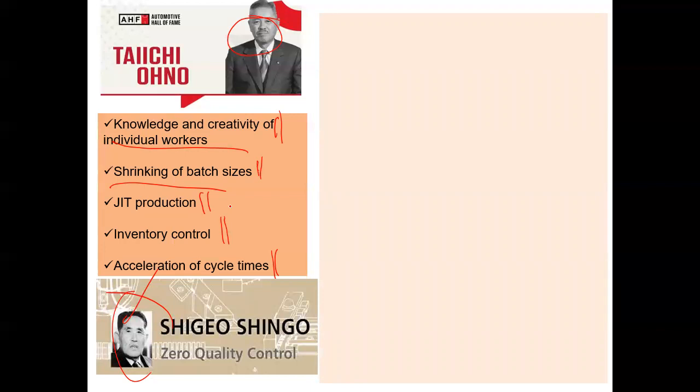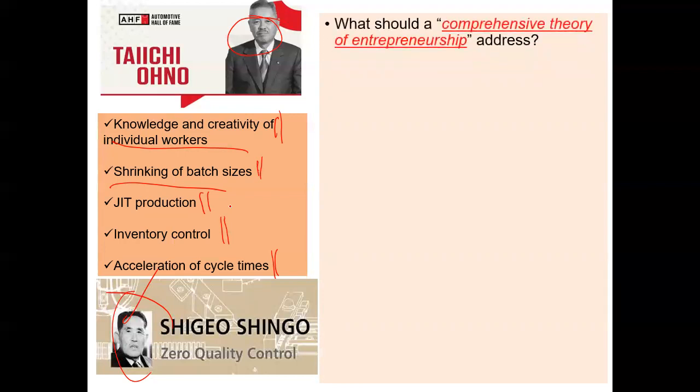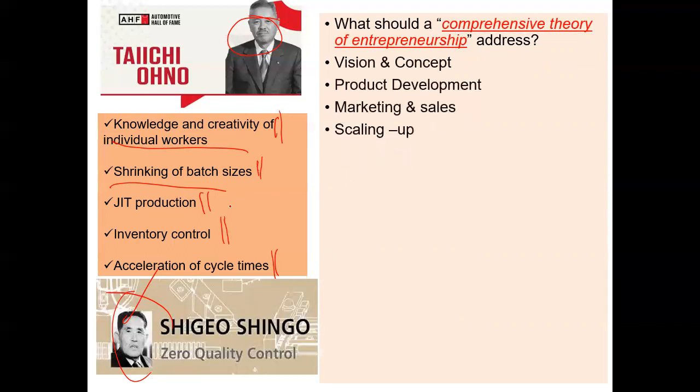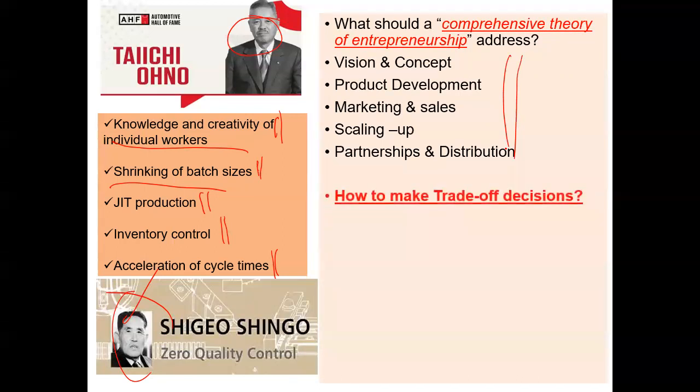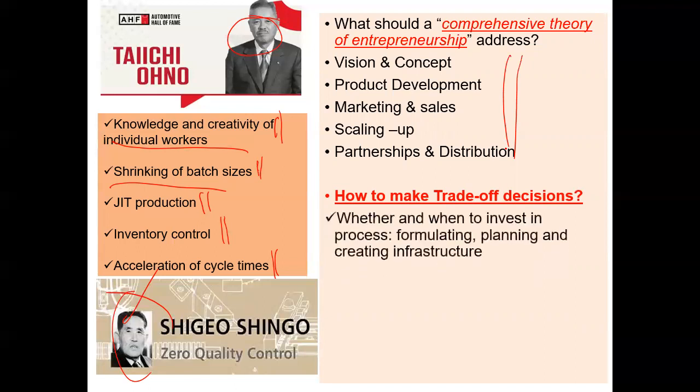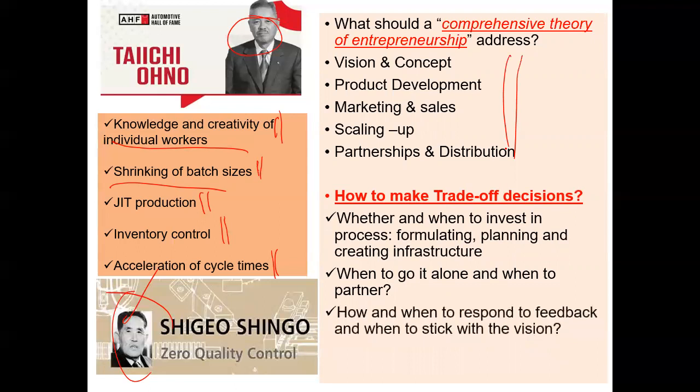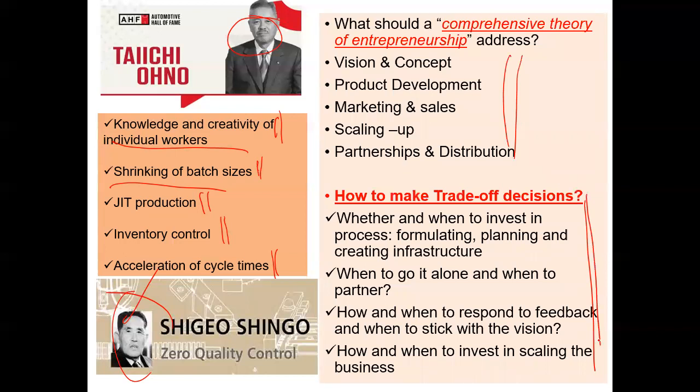What should a comprehensive theory of entrepreneurship actually address? This is generally how we say it: vision and concept, product development, marketing and sales, scaling up, and then partnerships and distribution. It looks as if when you are building a new product, you need all this. Then the question is how to make the trade-off decisions: whether and when to invest in process formulation, planning, and creating the infrastructure, when to go it alone and when to partner, how and when to respond to feedback and when to stick to the vision, how and when to invest in scaling the business. These are all the questions that must be answered.